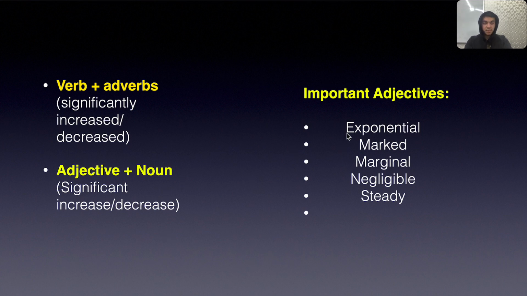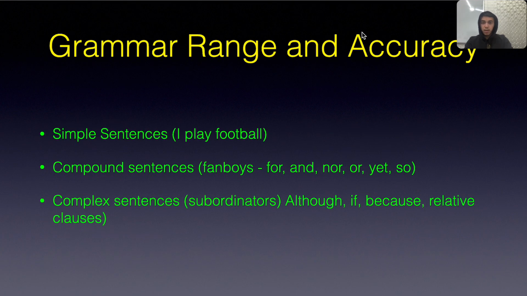And important adjectives for Task 1: exponential increase, okay, marked increase, obvious increase, marginal increase, which is a small increase, negligible increase, and steady increase. It increases steadily. Let's say in 10 years, it's increasing by 20 each year. It's a steady increase. Okay, next one.